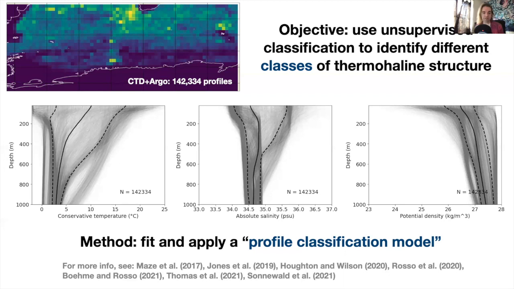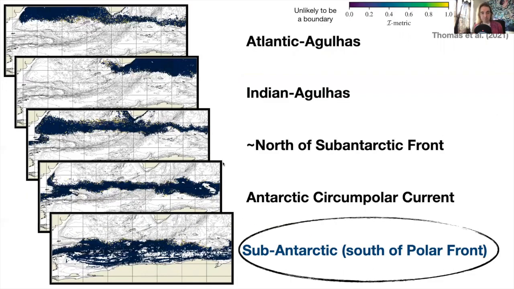So we'd like to look for classes or subgroups in this thermohaline data using what is sometimes called a profile classification model. I'll explain that method a bit more soon, but the short answer is that, yeah, we can identify classes in this data set. This classification method is probabilistic, and we can use that probabilistic information in our classification efforts.